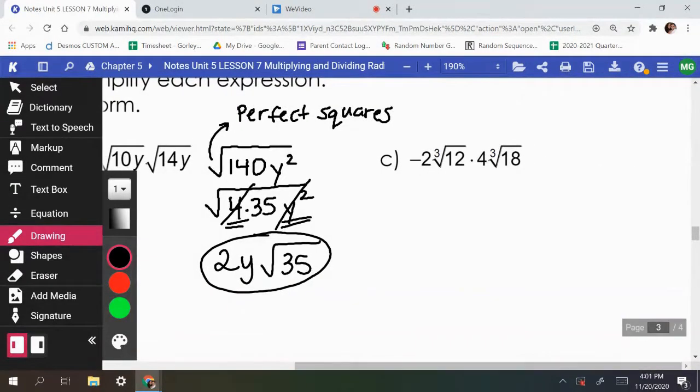All right, so here we've got cube roots again. They're both cube roots, so the index is not going to change. We're going to leave it as a cube root. We multiply the outer parts together, so we get -8. And then we multiply the inner parts together, which 12 times 18 is 216, I believe. Let me grab my calculator and just make sure. 12 times 18 is 216, correct.